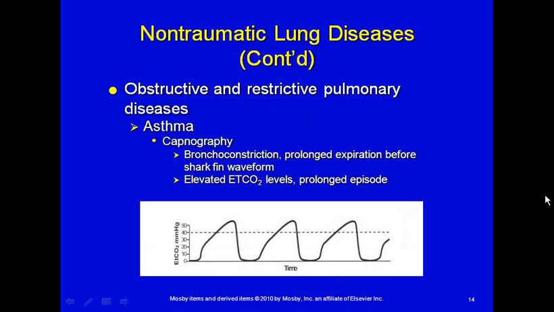On the capnography, as I had mentioned, you're going to see a prolonged expiration before the shark fin waveform. And when you see that shark fin waveform, that's called loss of alveolar plateau, and it's an indication of bronchospasm. Their numbers are going to be higher as well because of their CO2 retention.